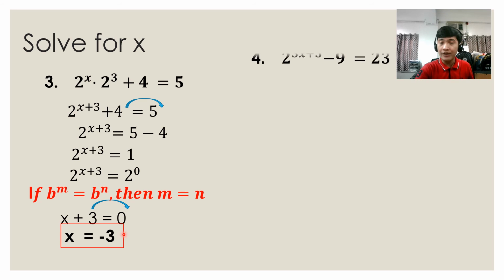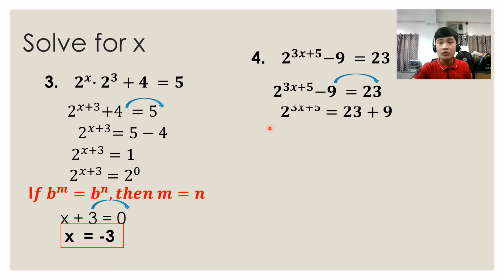Let's move on to our example number 4. Now, 2 raised to 3x plus 5 minus 9 is equal to 23. Ito pong bahaging ito ay kahalintulad lamang nitong bahaging ito sa example number 3. So, ang gagawin natin dyan, unang-una natin gagawin dyan is ilipat natin si negative 9 doon sa kanan. So, ang resulta, you have 2 raised to 3x plus 5 equals 23 plus 9. Simplifying this part of the equation further, you have 2 raised to 3x plus 5 equals 32.